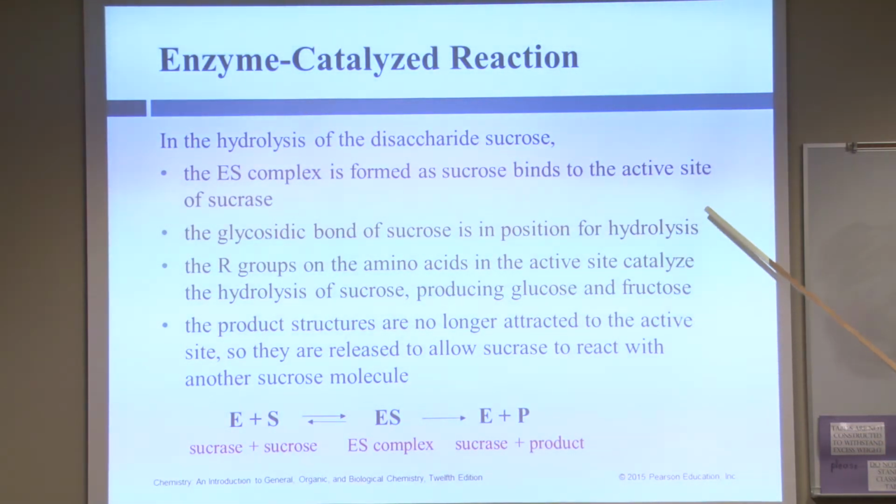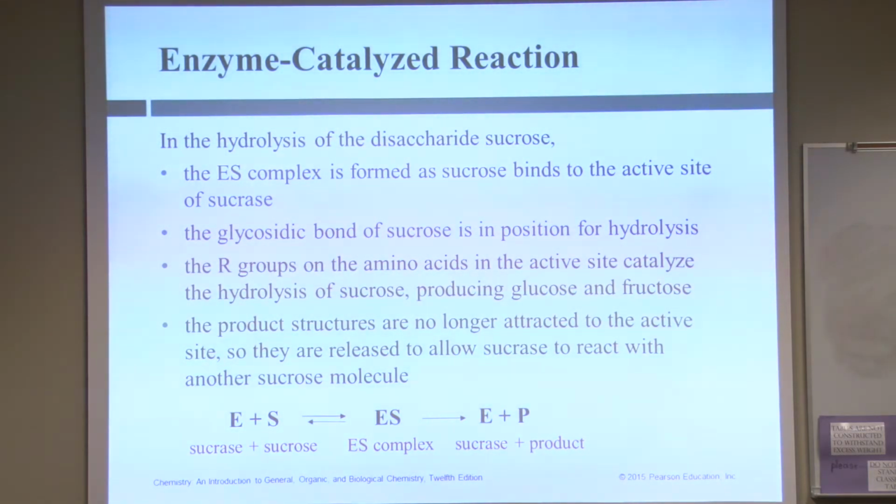So this is a very good explanation of how the process works using hydrolysis of sucrose as an example. Now let's review. Hydrolysis of sucrose is what's going on. Hydrolysis is the breaking down of sucrose into glucose and fructose. Sucrose is a disaccharide.